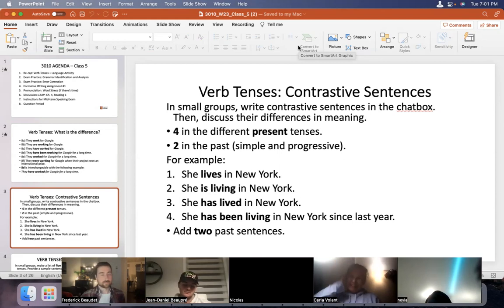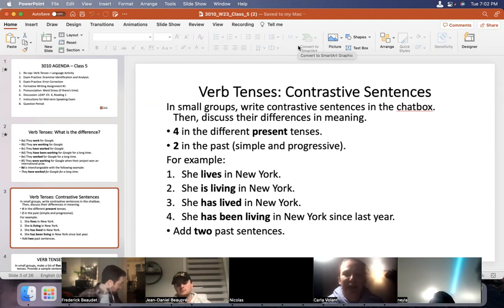And what's the context? Now put it in the negative. She hasn't been living in New York since last year. Put it in the question form. Has she been living in New York since last year? Very good, Carla. Now, what is the context?